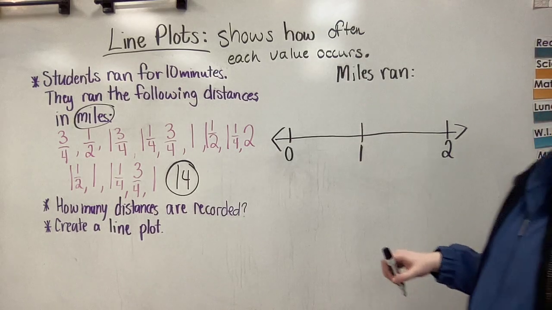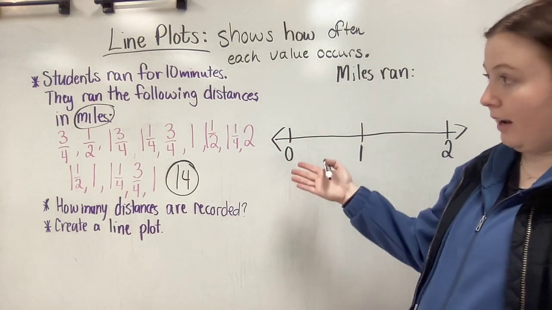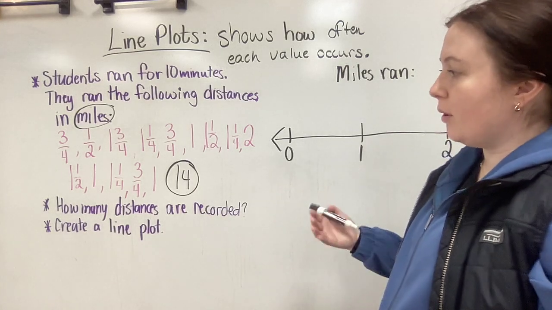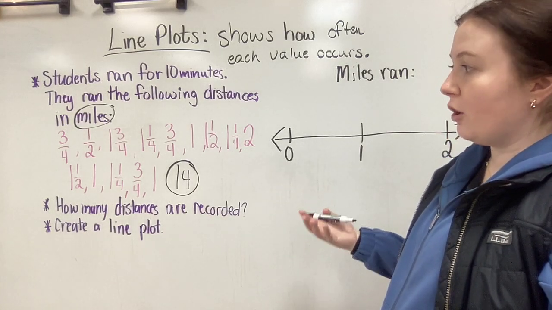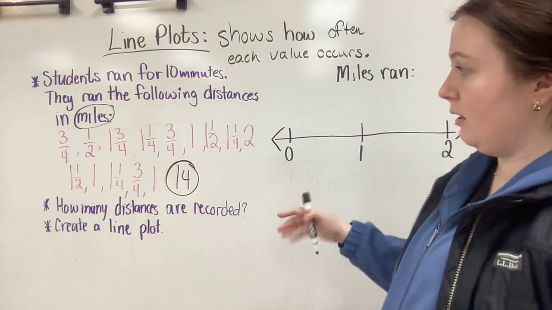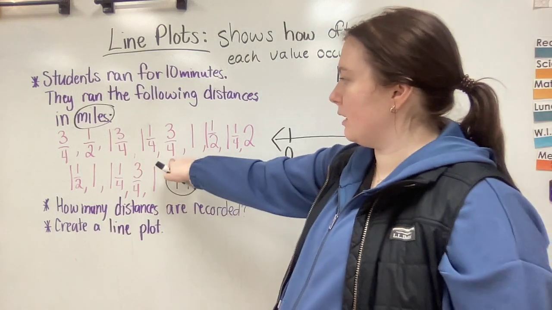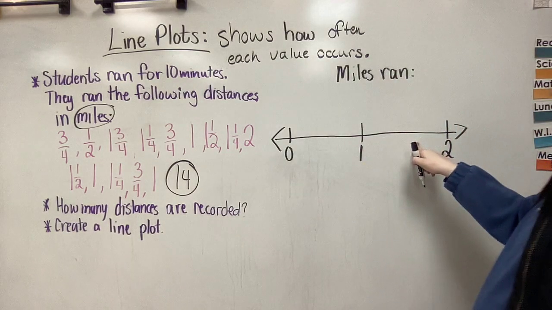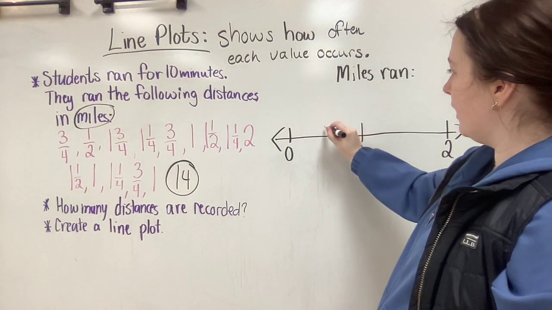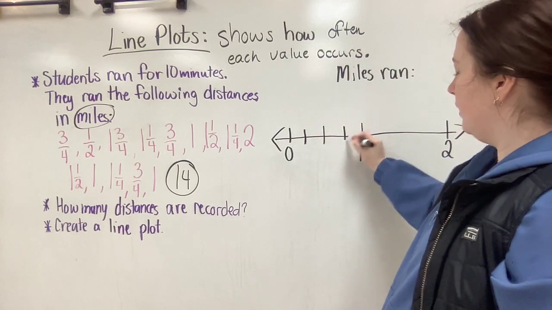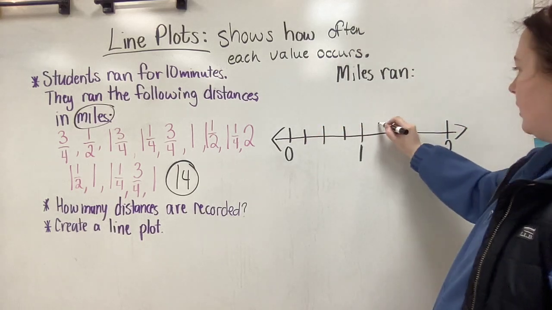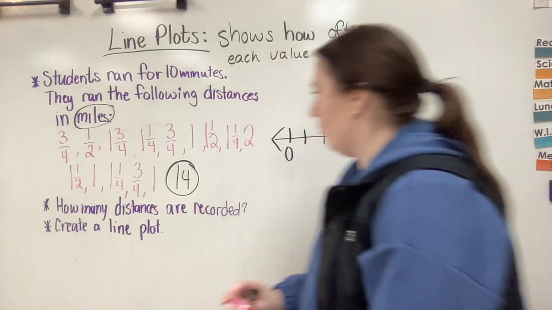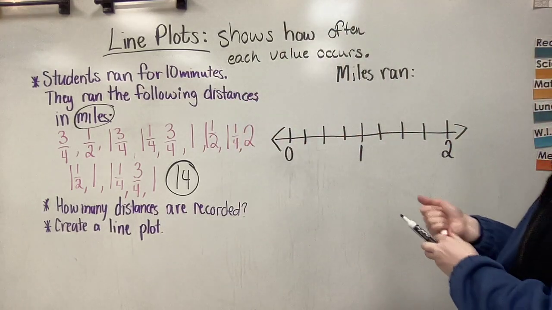Then I have fractions in there, right? So I have to look and see what the largest denominator is of all my fractions, which I see is 4. So I'm going to divide each space into 4 pieces. Then we can label it if we would like to. I'm going to do it for your sake here.